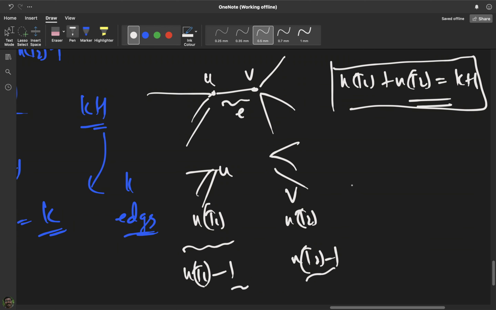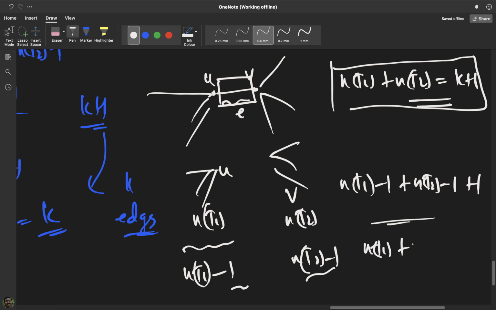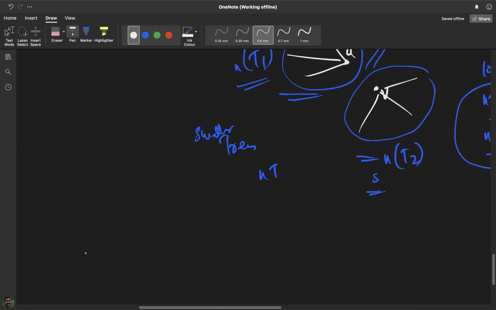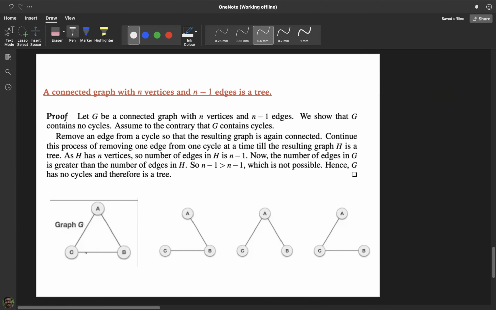So how many edges would our original graph have? It will have n(t1) minus 1 plus n(t2) minus 1, plus this deleted edge also would be there, so you should add a term of 1 also. So in total it is n(t1) plus n(t2) minus 1. This is the total number of vertices in the graph, k plus 1, minus 1, so you will be getting k edges. So when you have k plus 1 vertices, you will have k edges. So your induction hypothesis is true, therefore the result is true for all positive integers.